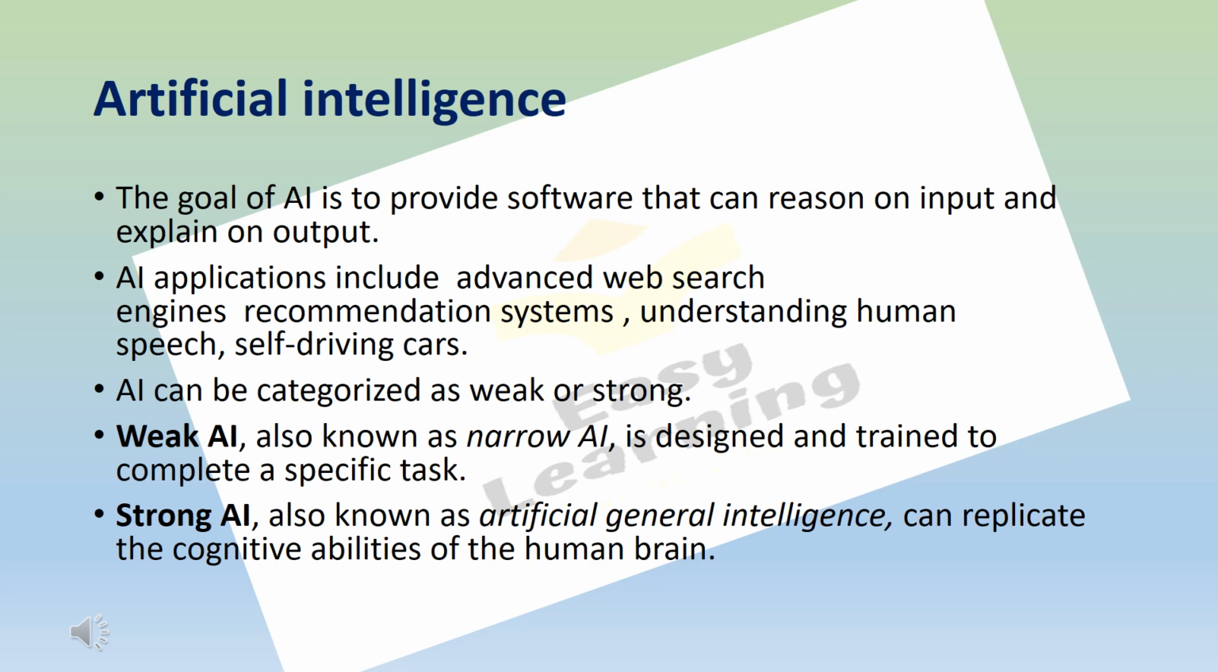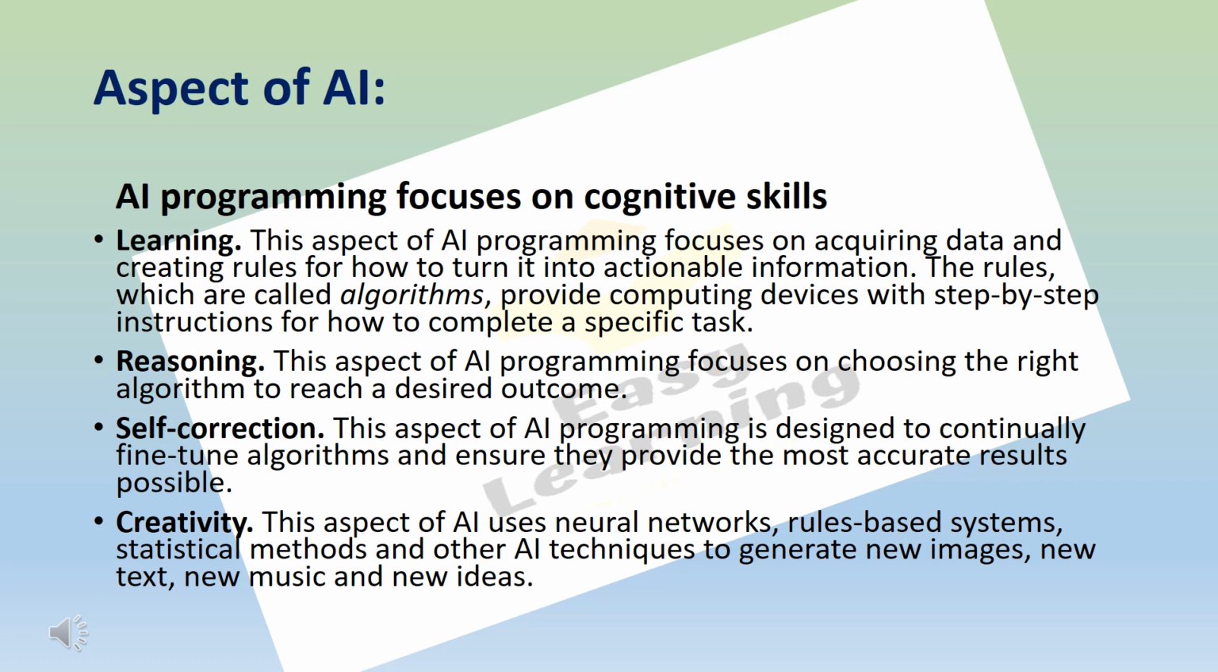Then AI can be categorized as weak or strong. So weak artificial intelligence, which is also known as narrow AI, is designed and trained to complete a specific task. Whereas strong AI, also known as artificial general intelligence, can replicate the cognitive abilities of the human brain. Aspects of artificial intelligence: artificial intelligence programming focuses on cognitive skills.